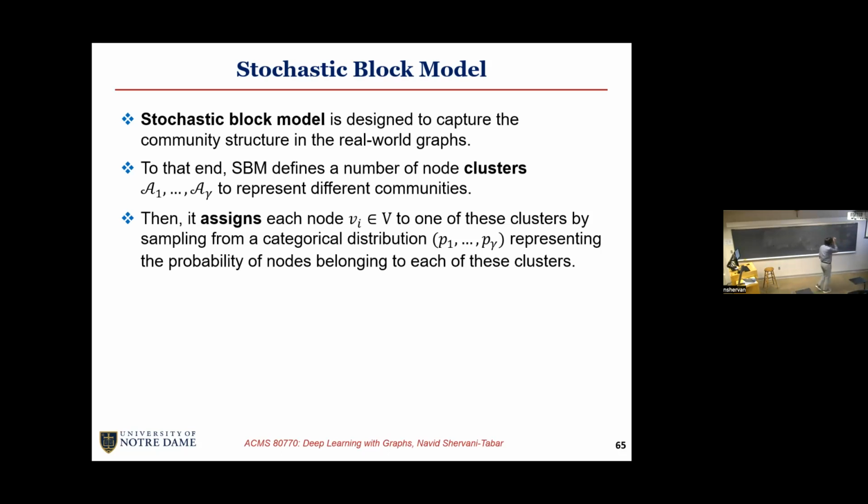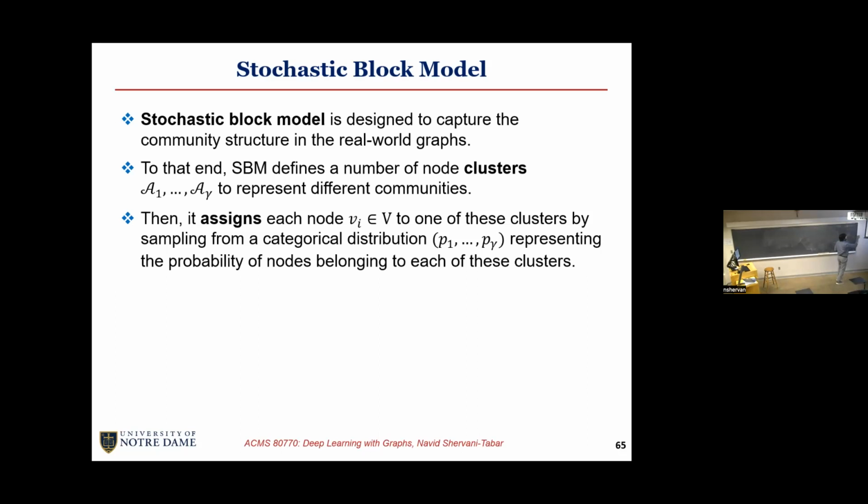So to make it official, let's say that I have clusters A1 through A gamma. So I have gamma different communities. And then I associate to each of these communities a probability of a node belonging to this cluster, and all these probabilities should sum to 1. So I say that with a probability of 0.1, you can belong to this cluster.